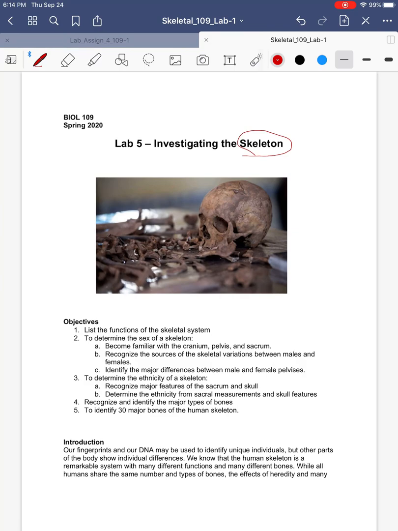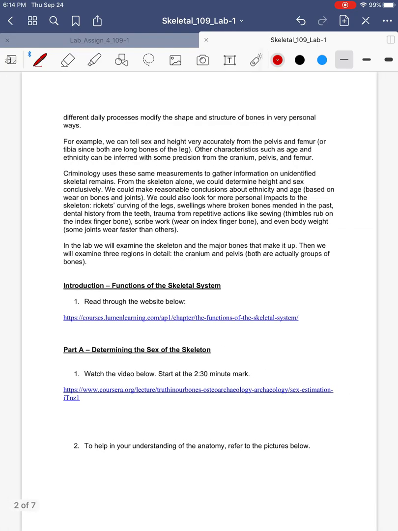Just as usual, I want to talk about some of the most important points, and this should say fall. Oops. All right, so you can read about the beginning. Now I've got some links here, so I want you to read through the functions of the skeletal system. And then, as I said, we're going to investigate bones.